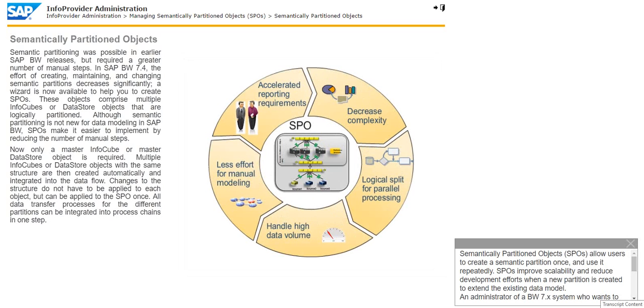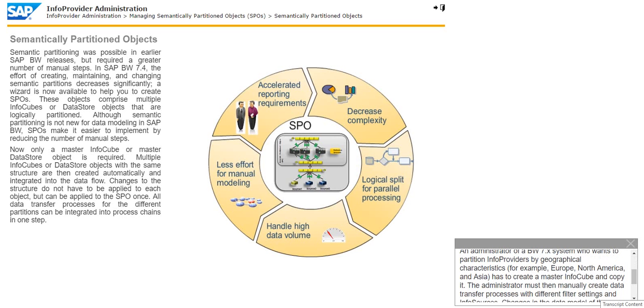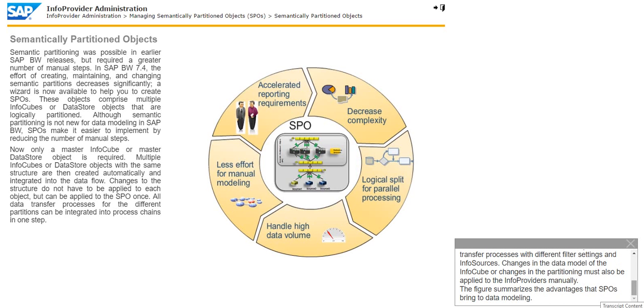An administrator of a BW 7.x system who wants to partition InfoProviders by geographical characteristics, for example, Europe, North America, and Asia, has to create a master InfoCube and copy it. The administrator must then manually create data transfer processes with different filter settings and info sources. Changes in the data model of the InfoCube or changes in the partitioning must also be applied to the InfoProviders manually. The figure summarizes the advantages that SPOs bring to data modeling.